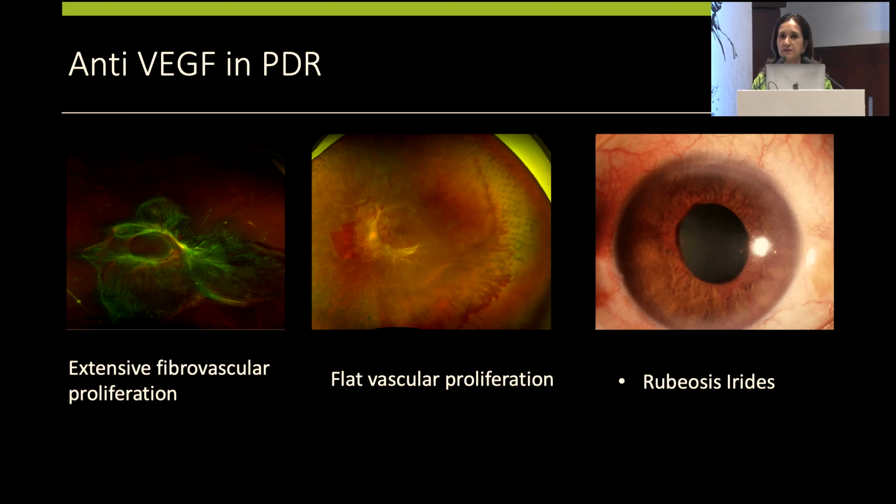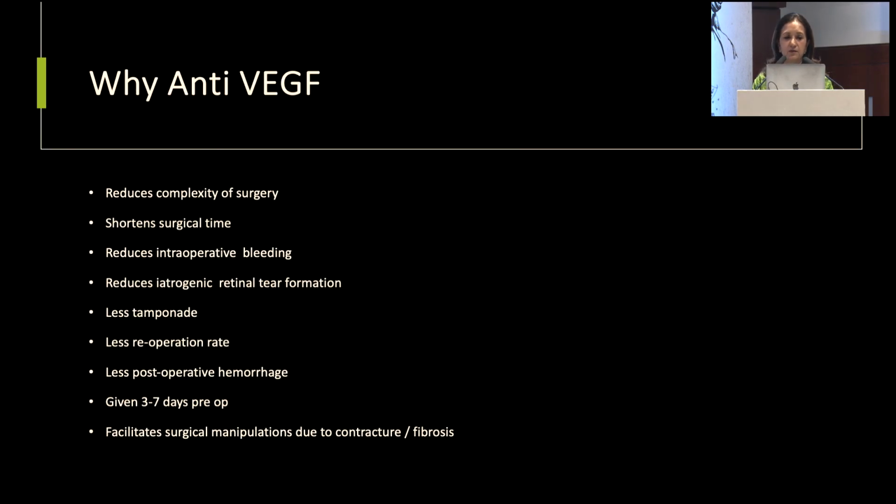These are some situations where you would definitely want to give it: if there is extensive fibrovascular proliferation, or if you have a flat fibrovascular proliferation with no posterior vitreous detachment, and if you have, obviously, neovascularization in the iris or angle.